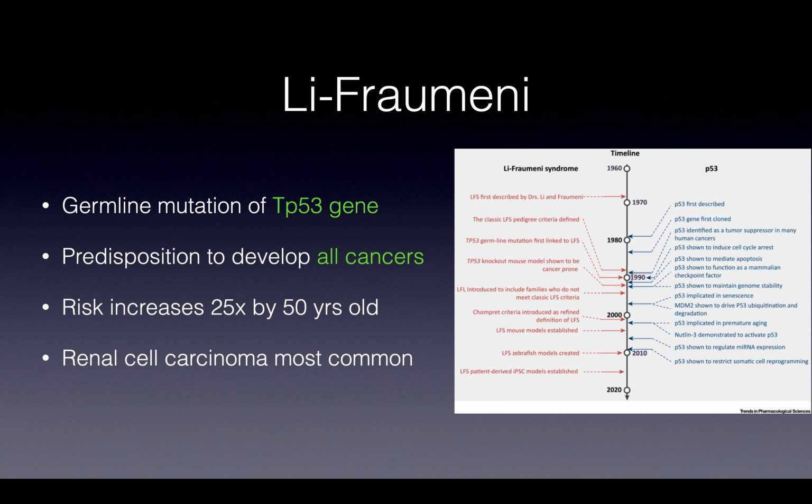Li-Fraumeni is responsible for the germline mutation of the TP53 gene, and that is going to cause a predisposition for all cancers because there's no stopping the cell to judge whether it needs to go through apoptosis or not. More commonly, it's renal cell carcinoma, but it's not limited to just that.